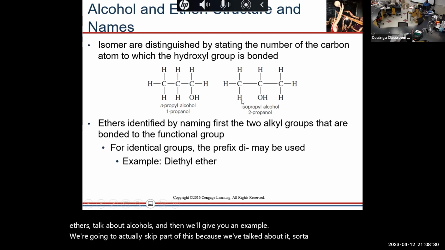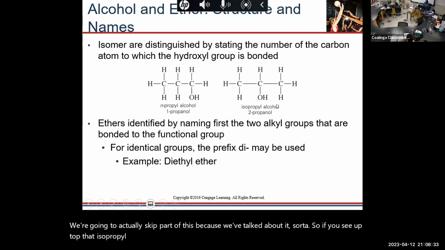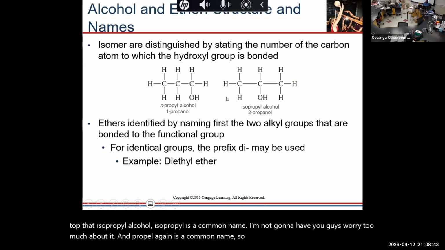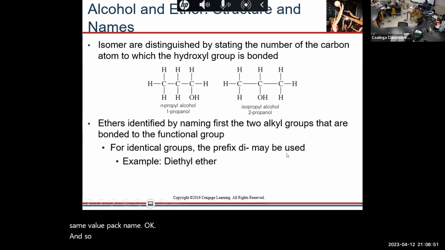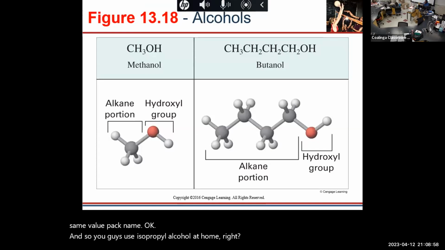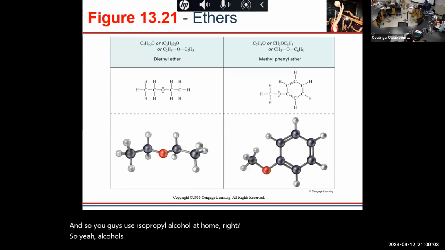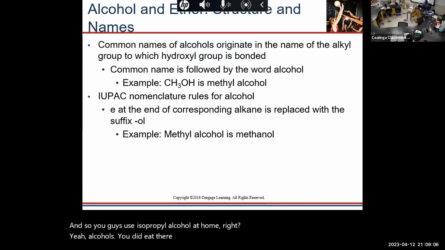So if you see up top, isopropyl alcohol, isopropyl is a common name. I'm not going to have you worry too much about it. N-propyl, again, is a common name. So these are common names for that same alcohol. And you use isopropyl alcohol at home, right? Alcohols, ethers. Okay.